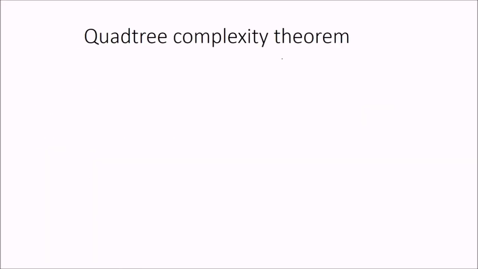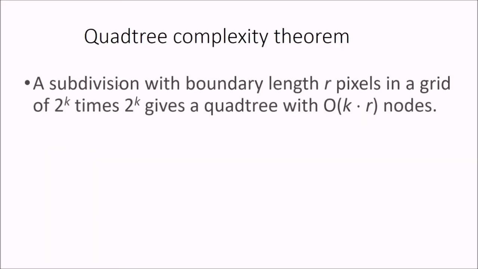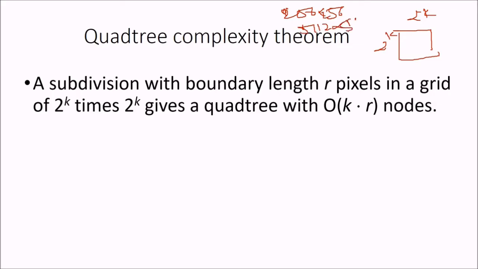What is the complexity of a quadtree? Say a subdivision with boundary length r pixels in a grid of 2 to the power k times 2 to the power k. So if we have a grid of 2 to the power k by 2 to the power k, this means that you will have, say, a 256 by 256 image, or 512 by 512, and likewise. So this is 2^k by 2^k.